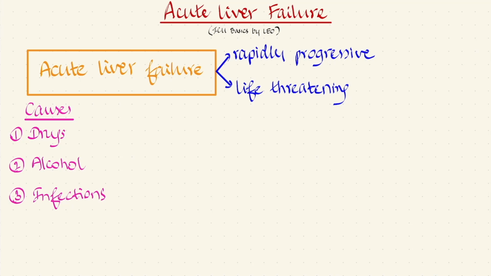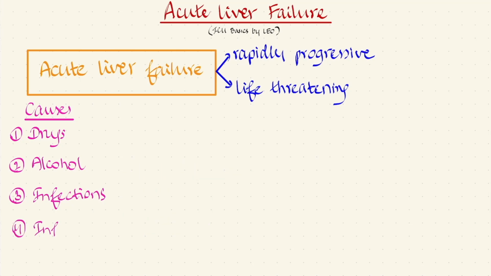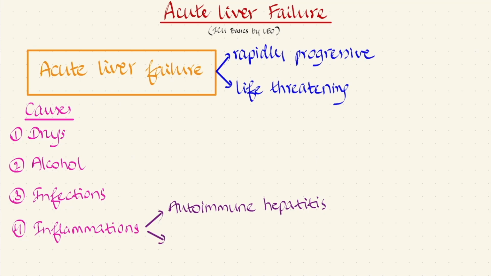Infections which are related to acute liver failure are viral hepatitis A, B, and E, especially in developing countries, and herpes viruses like herpes simplex, chickenpox, cytomegalovirus, and Epstein-Barr virus in immunosuppressed patients. Leptospirosis should be considered in patients who have had contact with contaminated water. An inflammatory cause of acute liver failure, which is more common in developed nations, is autoimmune hepatitis. Rarely, hemophagocytic lymphohistiocytosis could be related to acute liver failure as well.